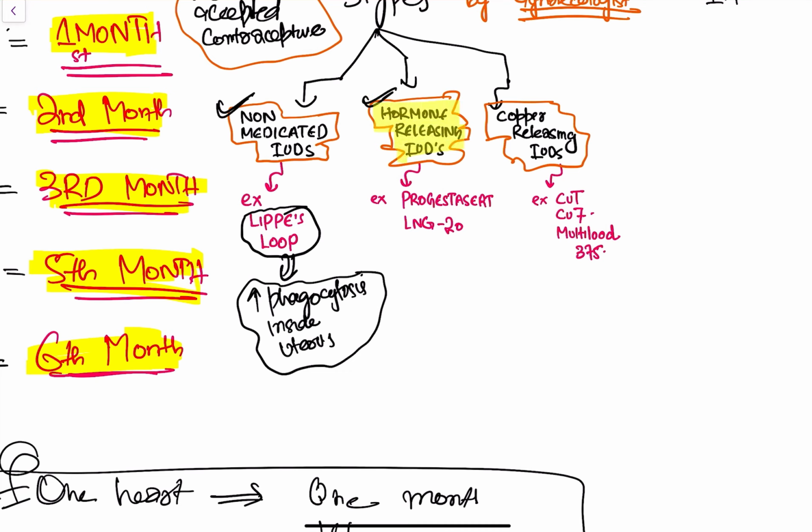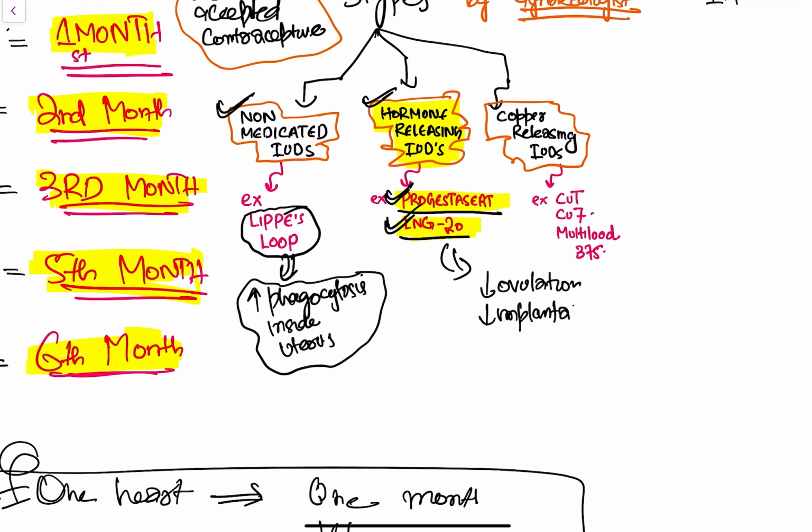Now we have these hormone releasing IUDs. These hormone releasing IUDs release some hormones, mainly progesterone, and we have two examples, Progestasert and LNG-20. Very important. Progestasert and LNG-20 are two examples of hormone releasing IUDs which release hormones inside the uterus. And these decrease the chances of ovulation.